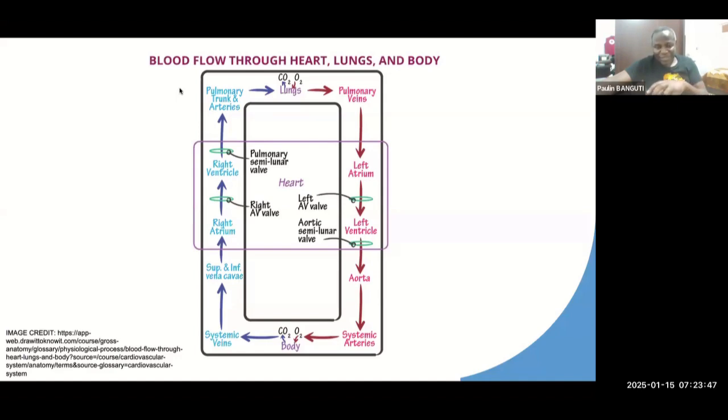That blood, which is oxygenated blood, will be back to the left atrium following the pulmonary vein. When it reaches the left atrium, it will be kicked down to the left ventricle, passing through the left atrioventricular valve, which is called mitral. Then through the aorta, the blood will be pumped into the systemic circulation back to the body.